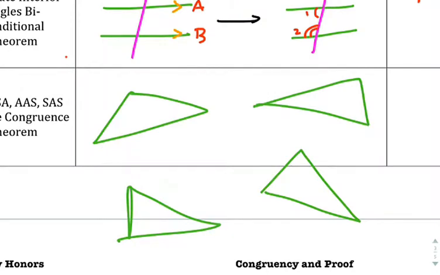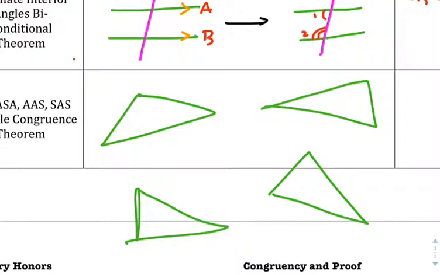Okay, and then let's mark some information. So in the top one, I'm going to mark 3 sides. Over here, I'm going to mark 2 sides and an angle. I'm sorry, 2 angles and a side. Here, I'll do 2 angles and a side as well. And here will be 2 sides and an angle.